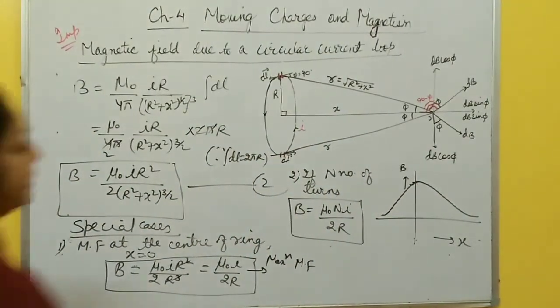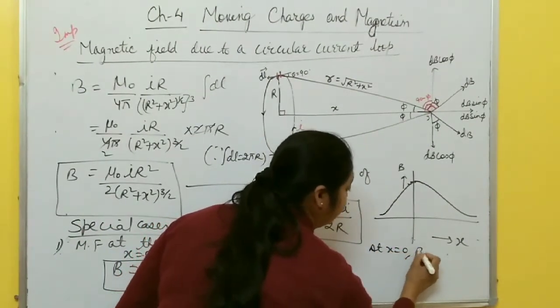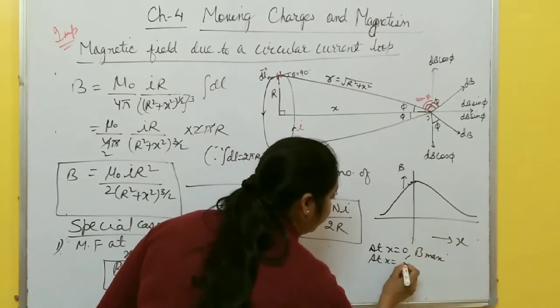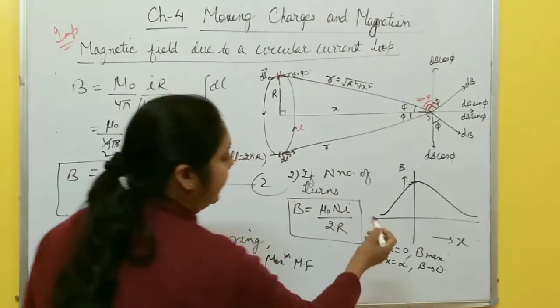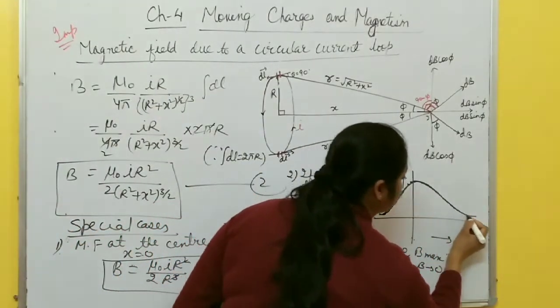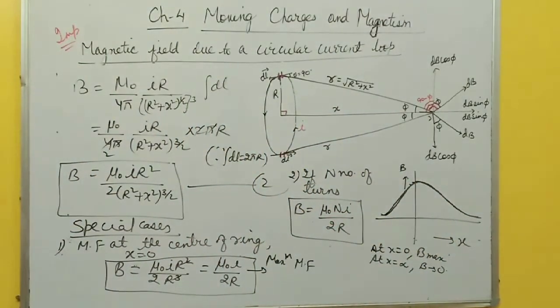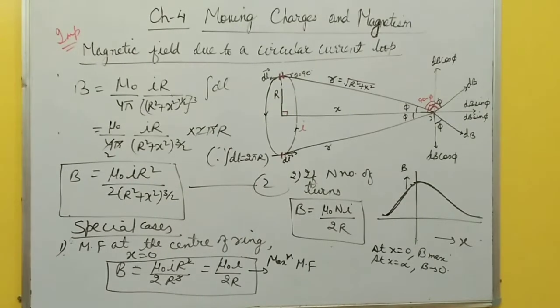Just remember this: right here at x equal to 0, B is maximum, right? And at x equal to infinity, B is minimum, B tends to 0. So like this one, you have to draw the graph between B and x. This is also very important, it may come in 1 mark, right? So please take a screenshot of this one, then we will move to the next topic.